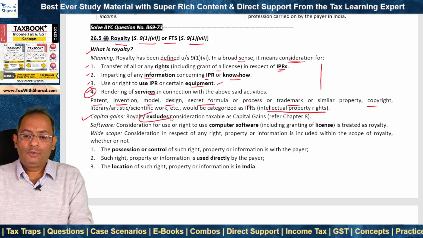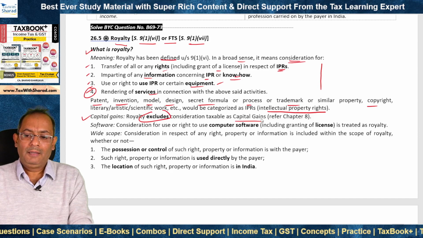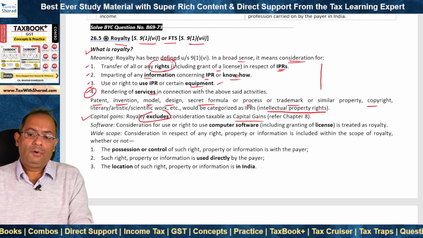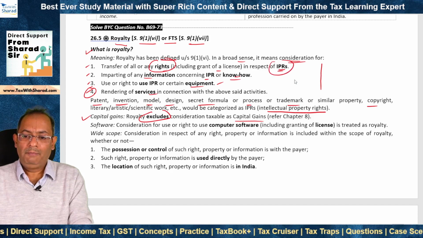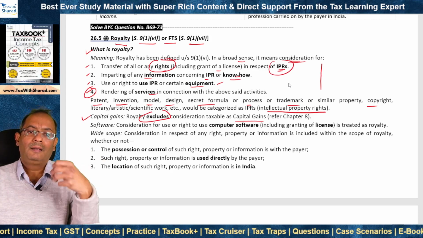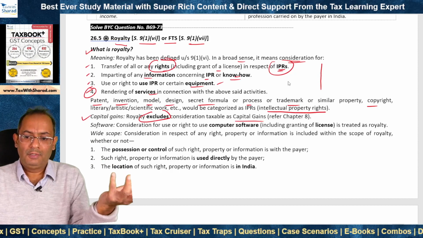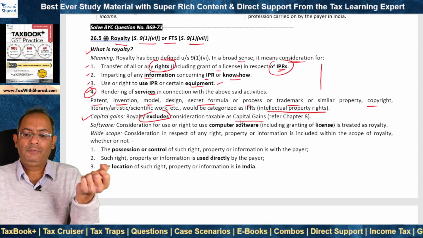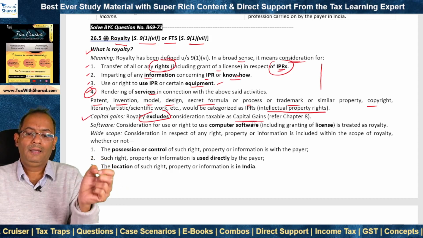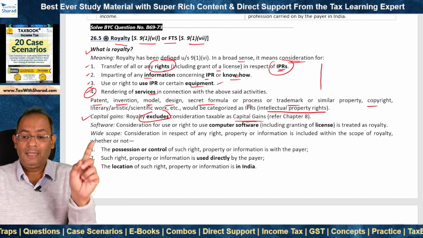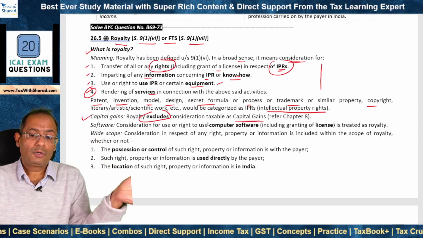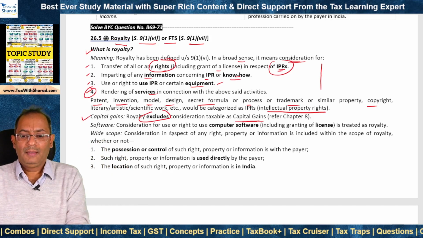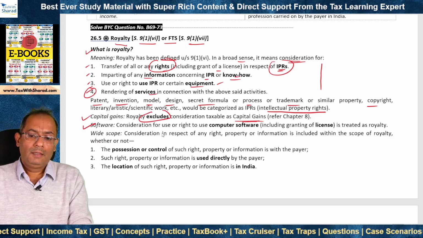Now, royalty excludes consideration taxable as capital gain, right? For example, if you transfer all the rights in respect of an IPR, in the sense that the IPR itself is transferred, right, as such, so there will be a transfer of capital assets which will give rise to capital gain. So where the consideration becomes taxable as capital gain, it will move out of the purview of royalty and it will be charged to tax as capital gain.